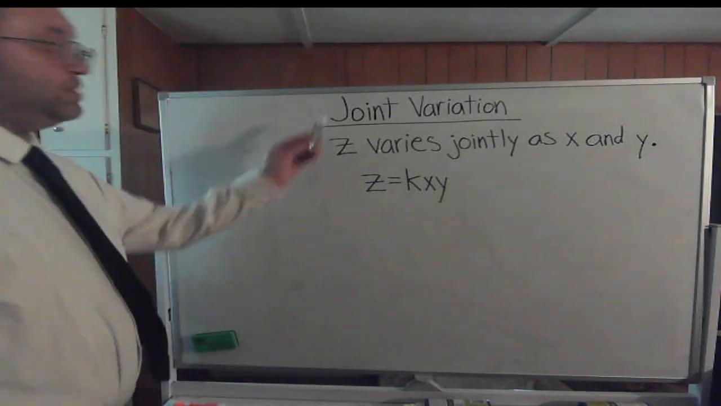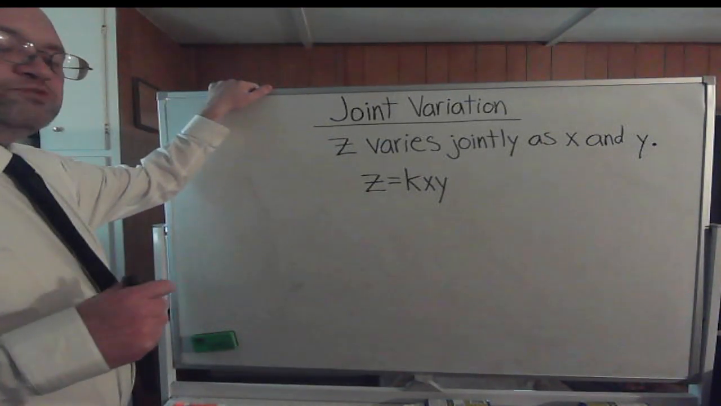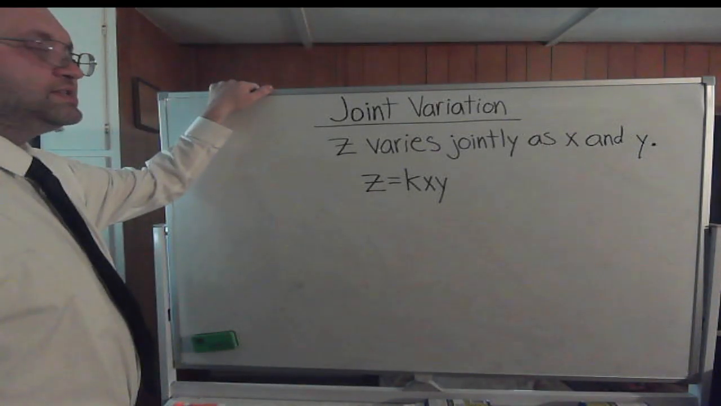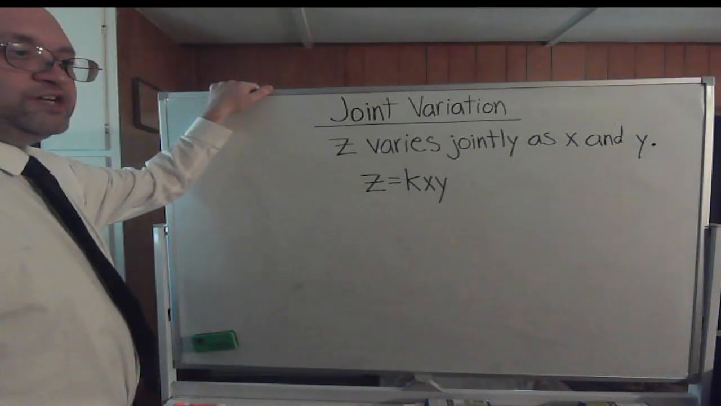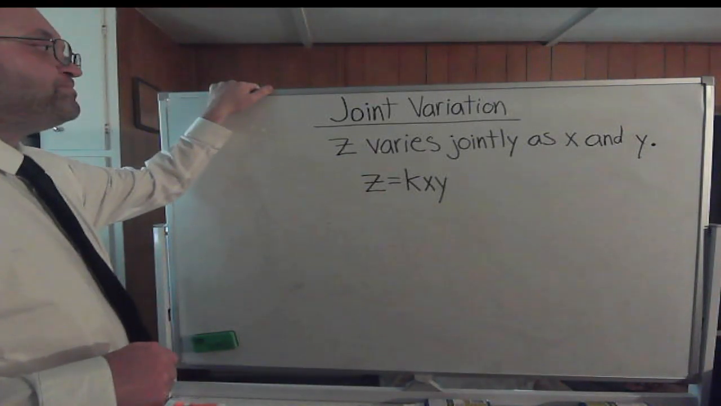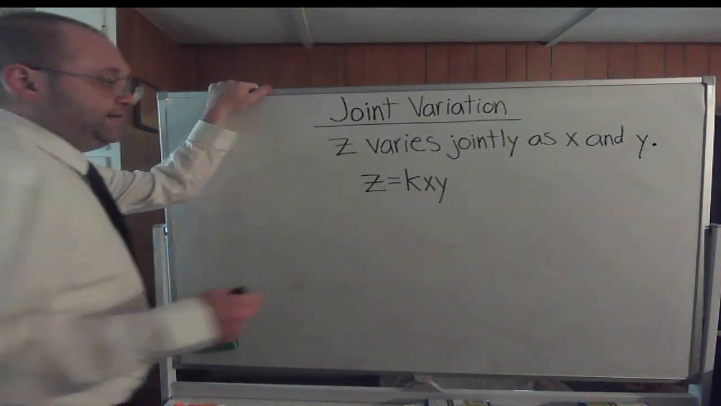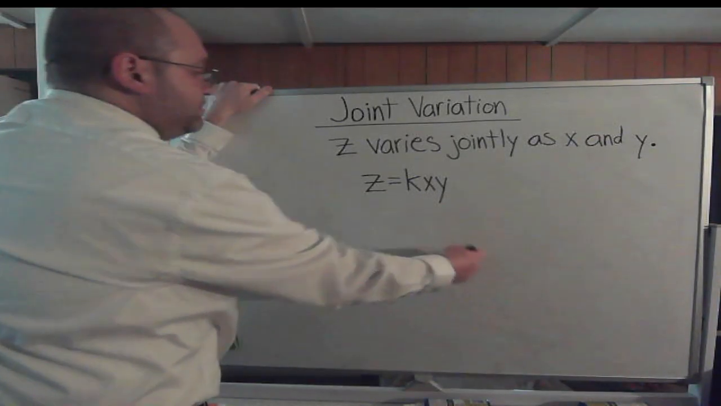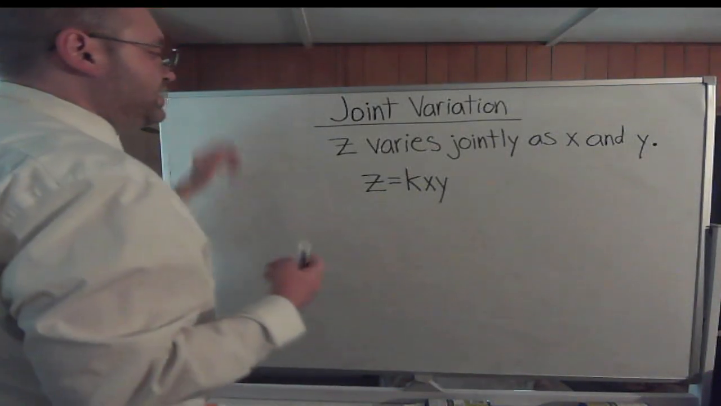First up we have joint variation. Basically you can think of joint variation just as a fancier direct variation. That's really all joint variation is. The difference is that in direct variation you're really only dealing with two variables, x and y. In joint variation you're dealing with three or more variables, x, y, and z. And that k is still your constant of variation.